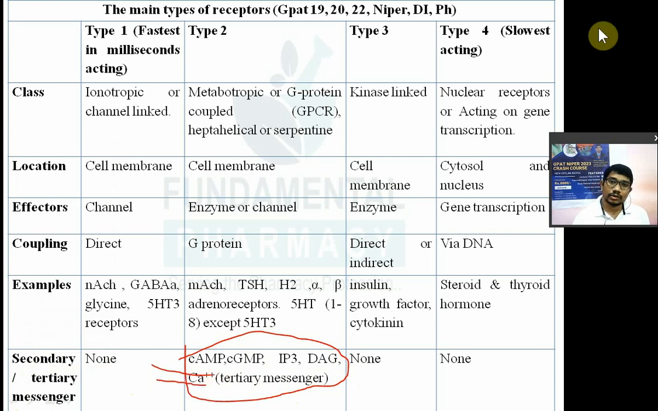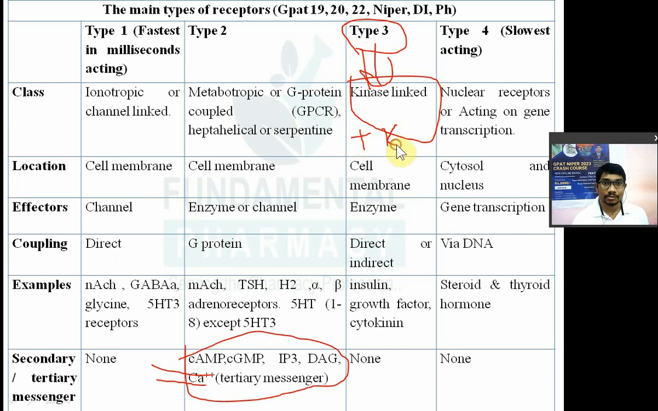Now type 3 receptor, they are known as an enzyme linked receptor or enzymatic receptor, or they are also known as a kinase linked receptor. टायरोसिन काइनेज रिसेप्टर, यहाँ पे मैंने 3 सिनोनिम बोले आपको, यू हैव टू रिमेंबर टायरोसिन काइनेज रिसेप्टर और काइनेज लिंक्ड रिसेप्टर और एंजाइम लिंक्ड रिसेप्टर। Now they are also present on a cell membrane, वो कहाँ पे होते हैं?